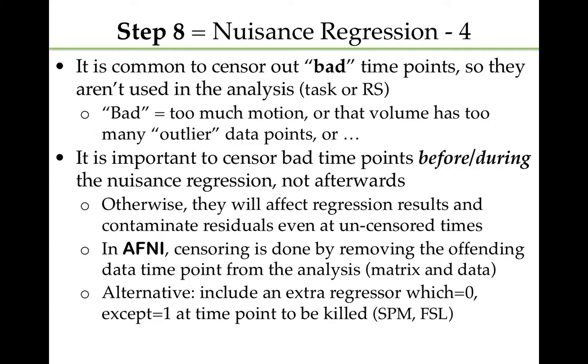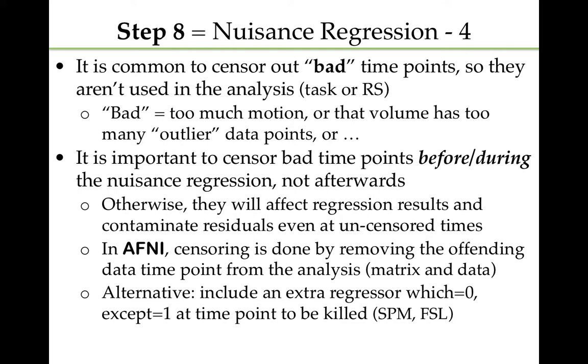Another thing that's common is to throw out or censor bad time points. Sometimes people call this scrubbing the data, so that they aren't used in the analysis. In this case, done in task and resting state. Bad, what is bad? Too much motion is an obvious thing, or the volume just has too many outlier data points, or whatever criterion you like. Those are the two criteria we generally use in AFNI's proc.py, where an outlier data point is described as something that's not quite a spike, but it's a little bit bigger than it seems to be, and that's okay, but if a volume has a lot of those, it's suspect.